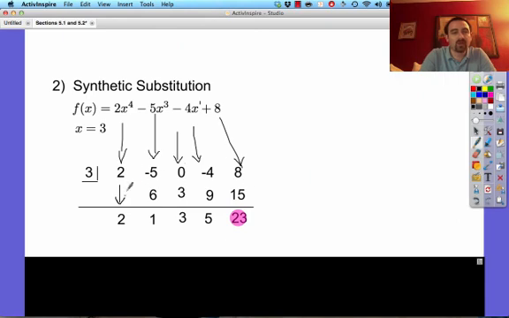Okay? This is going to take some practice. We'll do a bunch in class. But this is a pretty cool way to be able to substitute. It does not require you to take 3 to the 4th power, which is awesome. It only requires simple addition and multiplication in order to get the exact same result.